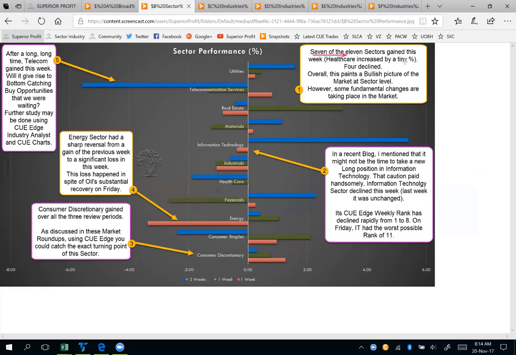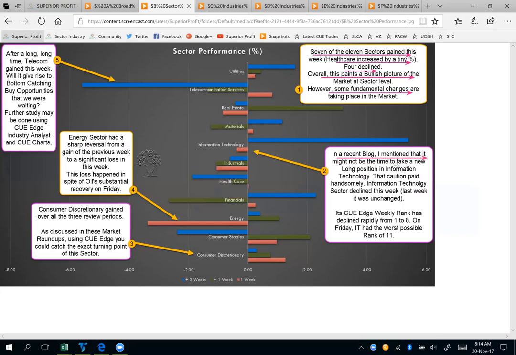This week, 7 of the 11 sectors gained. Healthcare increased by a tiny percentage and 4 declined. Overall, this paints a bullish picture of the market at sector level. However, some fundamental changes are taking place in the market that we can discover from QH sector industry analysis.